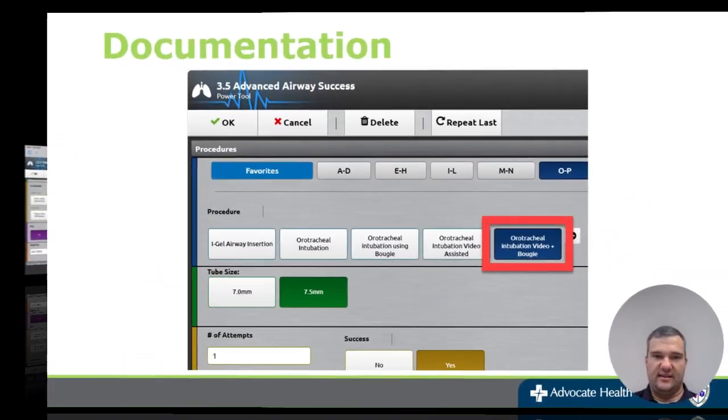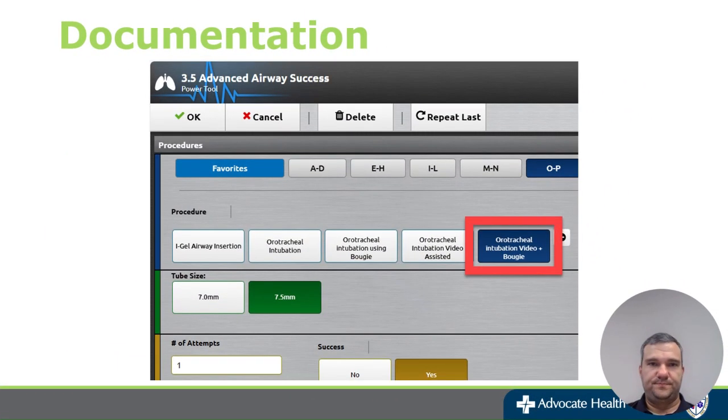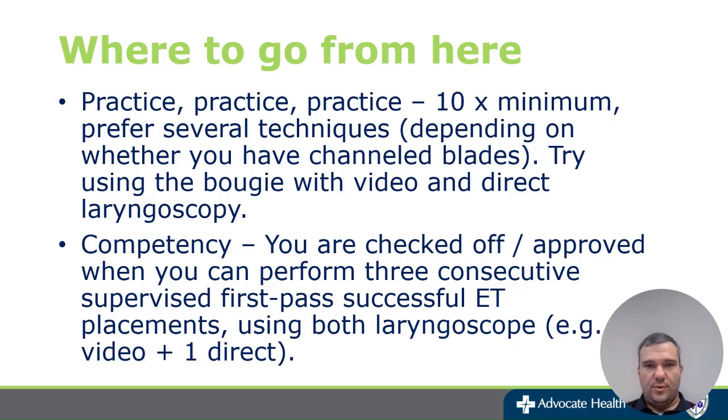Bougie as we're looking at the numbers here and seeing how things go. Where to go from here? So practice. We recommend practicing this on multiple occasions. The minimum is 10 attempts. Use different techniques. Try it with all the different grips and preloading and the Kiwi grip and things like that, and see what flows best for you and what feels most comfortable in your hand. Use it with both direct laryngoscopy and video laryngoscopy.